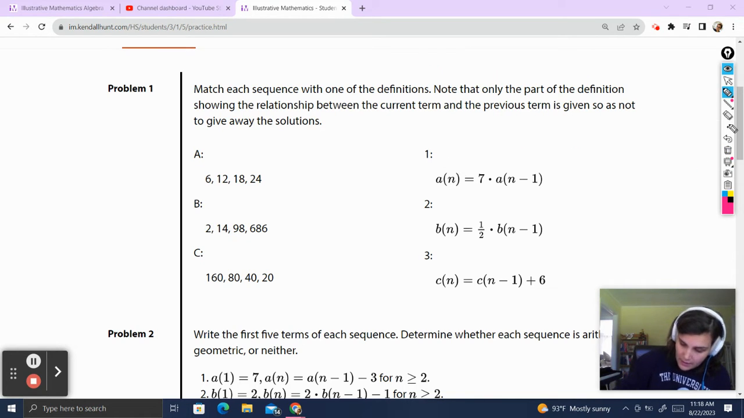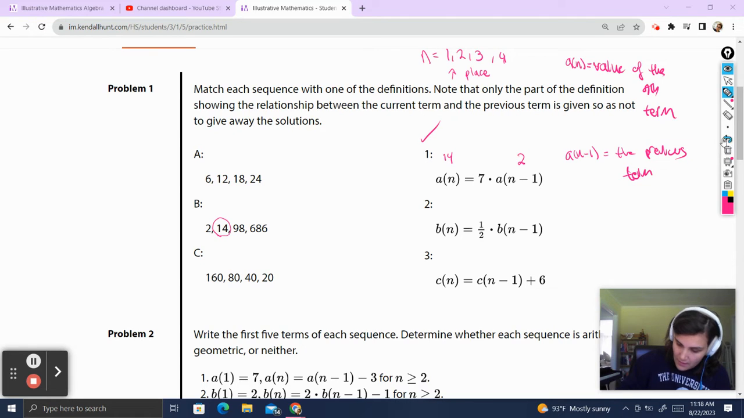Let's go ahead and check another one of our questions. We have 98 as our term. Is that equal to 7 times the previous term? The previous term is 14. 7 times 14, with a little bit of mental math, is 98. So we're going to say 1. b is going to be 1.